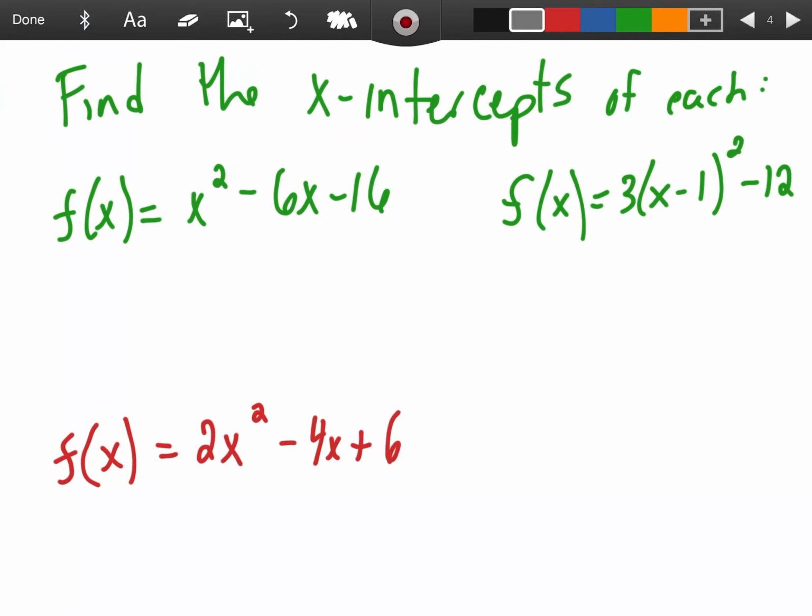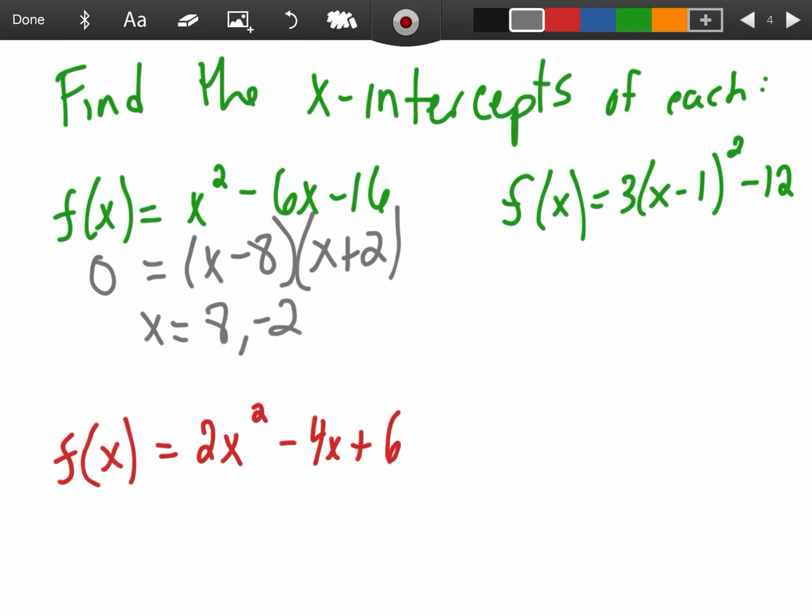All right, so here let's find the x-intercepts of each. This first one, f of x is equal to x squared minus 6x minus 16. Well, I factor that. I set it equal to 0. x minus 8 times x plus 2 is equal to 0. So I get x equals 8 and negative 2. Those are my x-intercepts: 8 and negative 2.